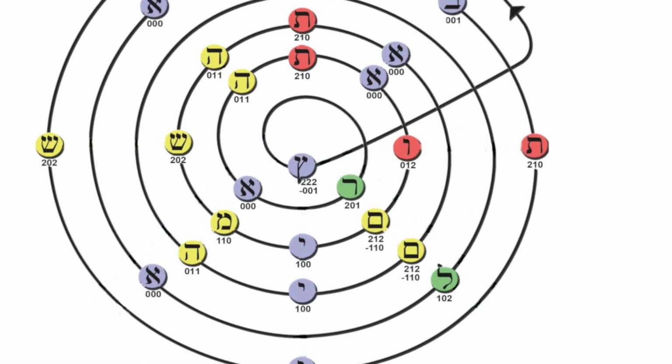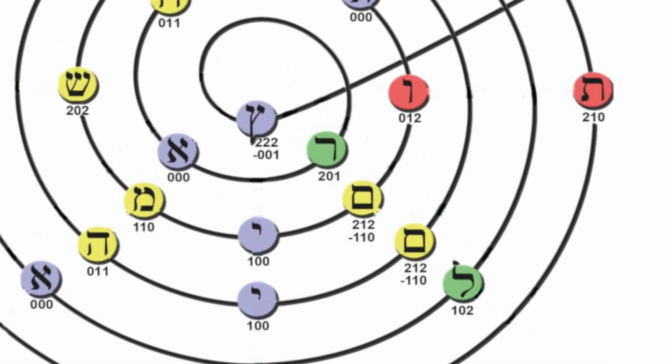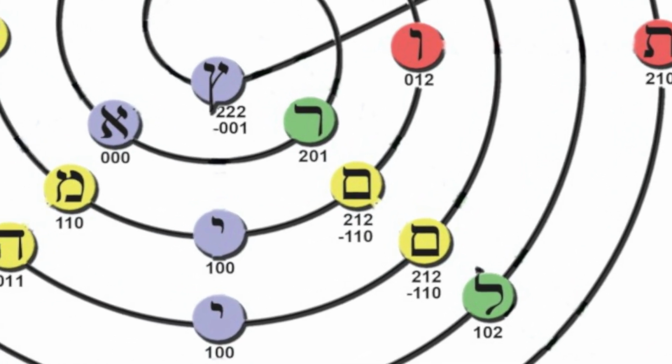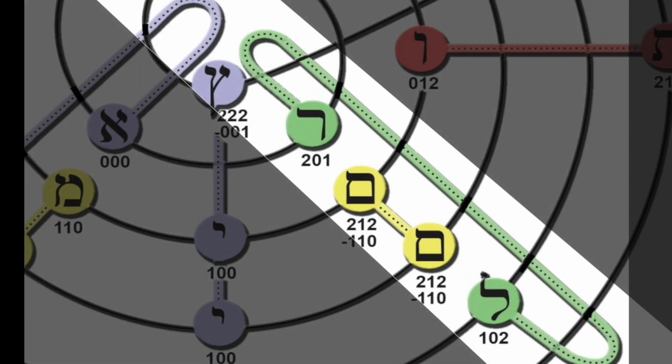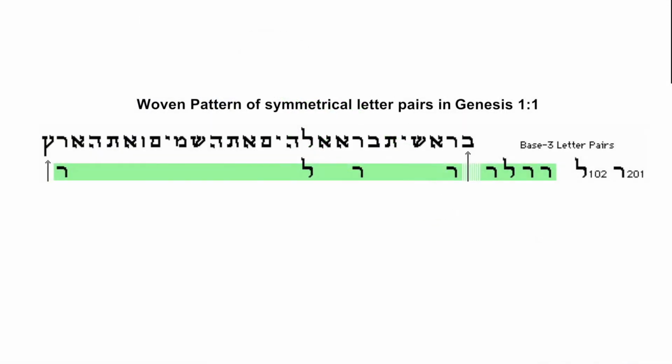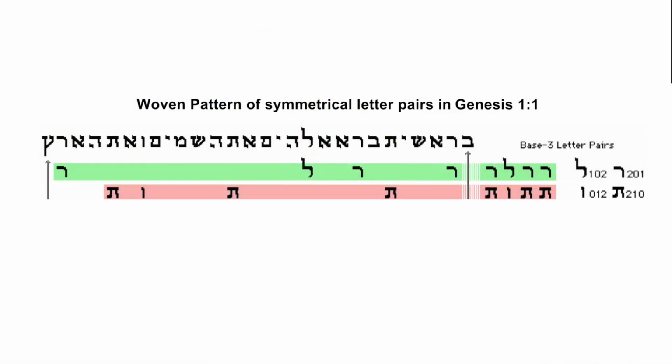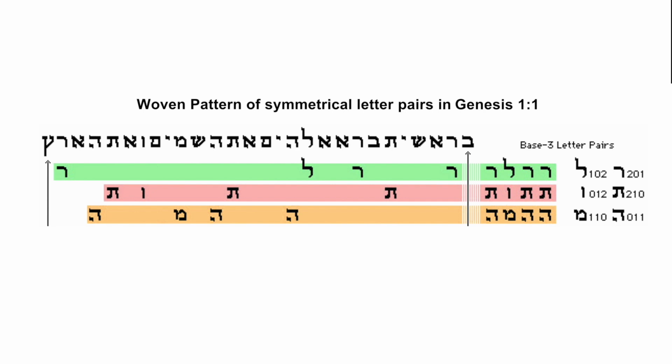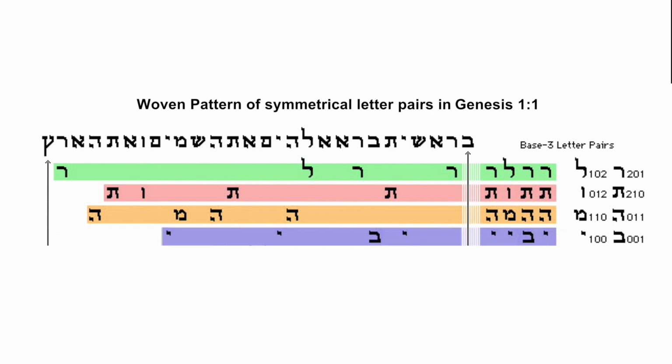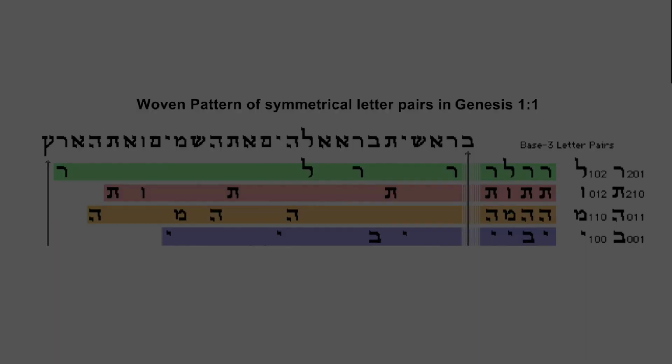Thus, the odd lamed at position 102 in the alphabet, which has no matching twin, is paired with the extra resh at position 201. The trinary numbers 102 and 201 are symmetrical mirror images of each other. The same is true for the vav 012 and the tavs 210, the hays 011 and the mem 110, and the beit 001 and the yods 100.